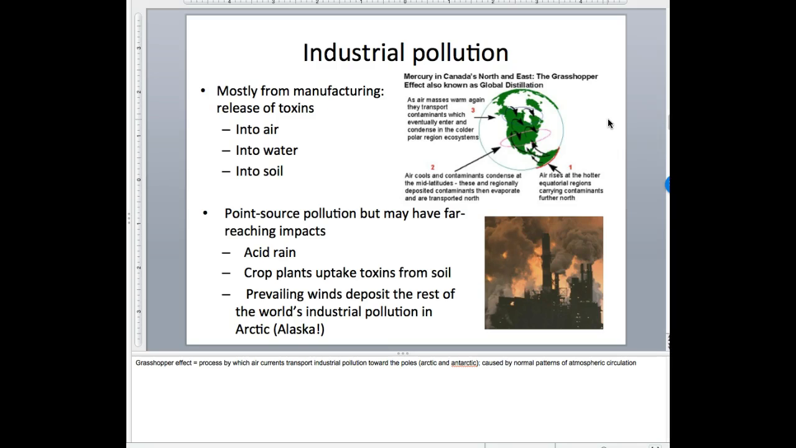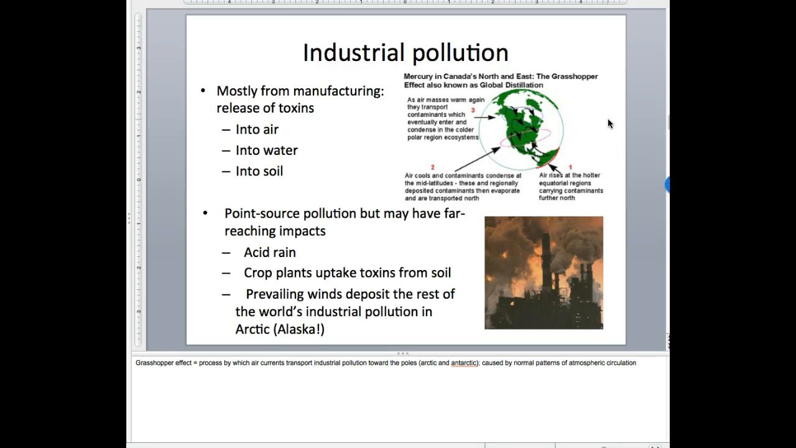Also, we see soil absorbing contaminants from different parts of the world, and then crop plants that are grown in that soil, wherever they are, take up those toxins. Then we eat those crop plants. We might get strawberries from California that are exposed to contaminants moving across the Pacific Ocean from China.